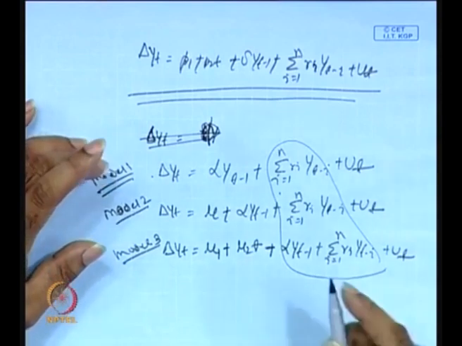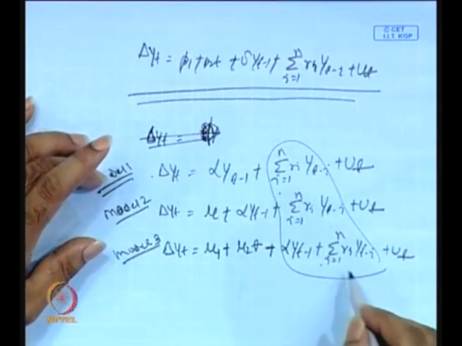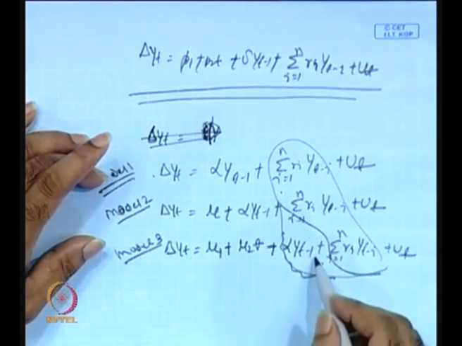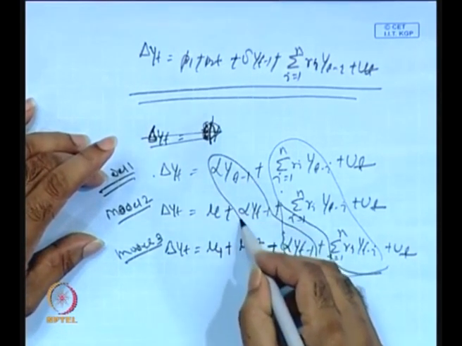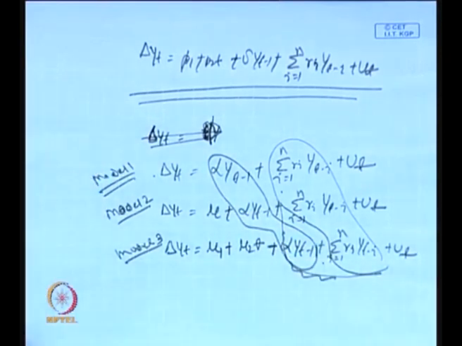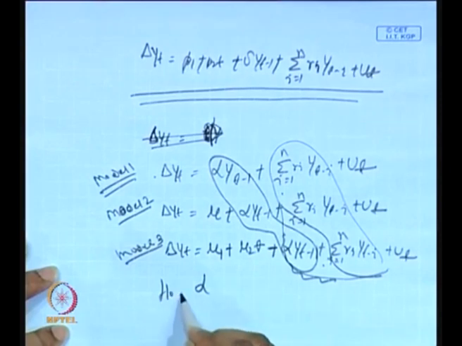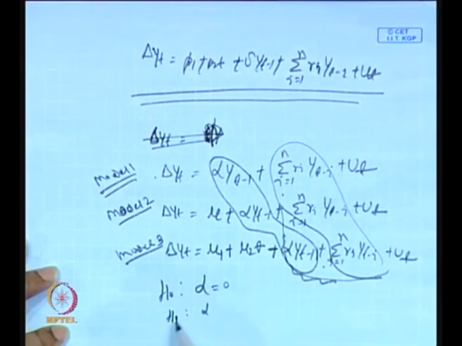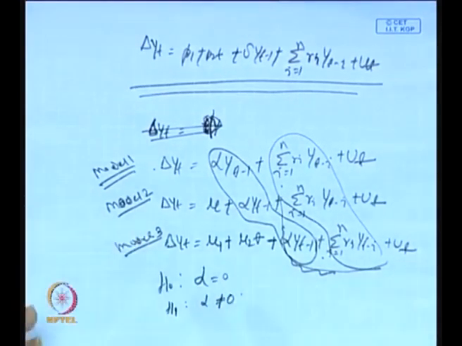Now, in every case our standard objective is to handle this particular framework. The null hypothesis is alpha equal to 0, and the alternative hypothesis is alpha not equal to 0. That means in this framework, your alpha statistic should be statistically significant. If the alpha statistic is statistically significant, then we say that it is stationary in nature. If the alpha statistic is not significant, then obviously it is a non-stationary problem.